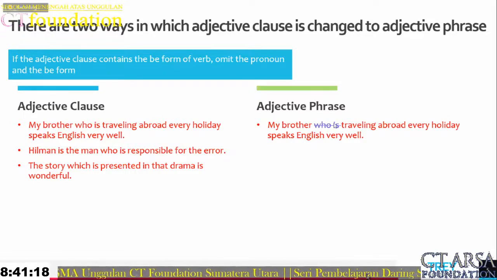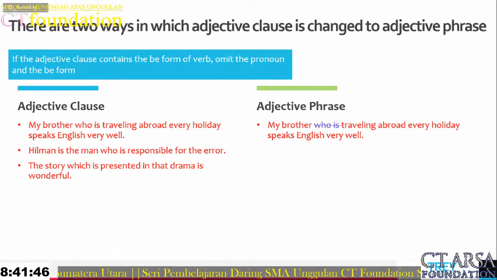And then the be, we take it out. When it is an adjective phrase, we don't need who and is. We don't need the relative pronoun and the be. So it becomes, my brother traveling abroad every holiday speaks English very well. The meaning is similar, the same, but the structure is different. One is an adjective clause, one is an adjective phrase.